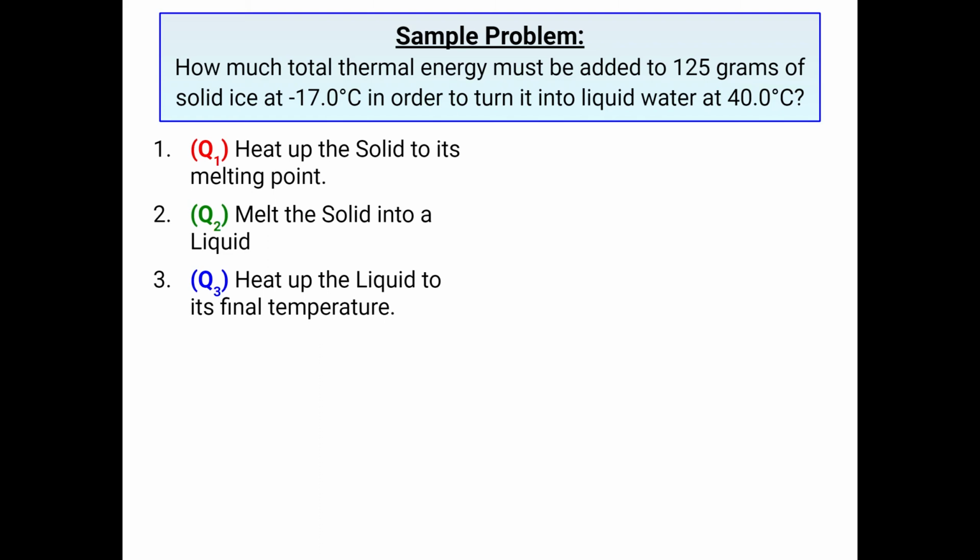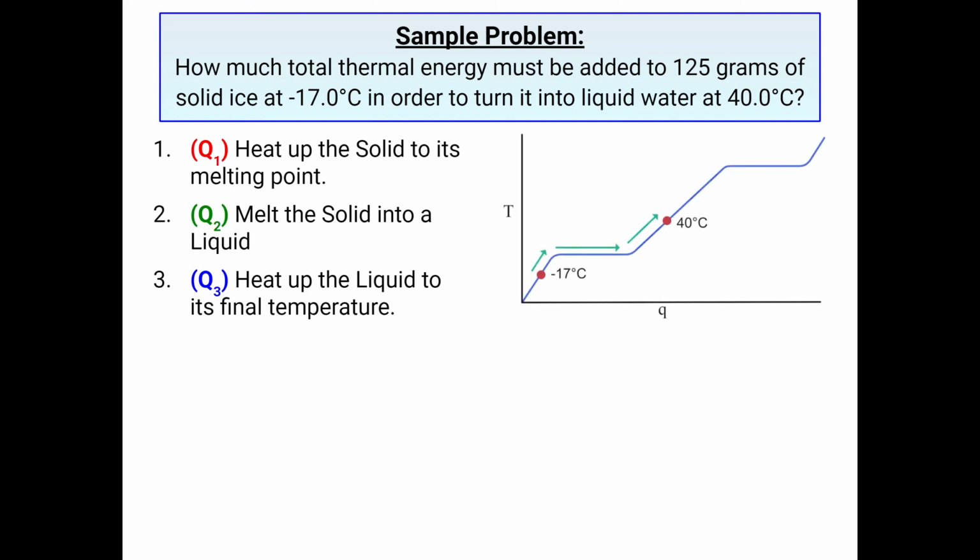Now, in my opinion, these three steps are going to be much easier to understand if you can visualize them. So here's a phase change diagram, which we've just been learning about. You should be able to recognize the 5 sections of a phase change diagram. The first slanted section is the solid heating up. The first plateau is the solid melting into a liquid.